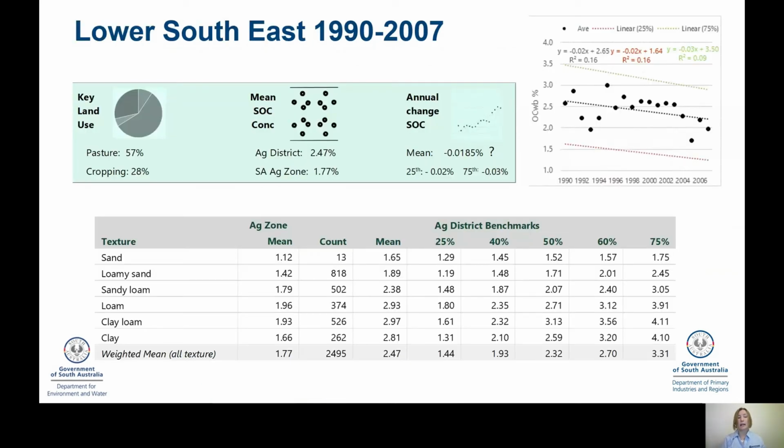So with this in mind, within that report, we've broken down the carbon benchmarks into agricultural districts. And these agricultural districts are based on the PIRSA cropping districts. And for each area then, we were able to look at these carbon values broken down by land use. So for the lower southeast there, we have pasture of 57%, cropping of 28%. And the little green area there, the mean value for the ag district was 2.47%. And this is much higher than the state ag zone average of 1.77%.